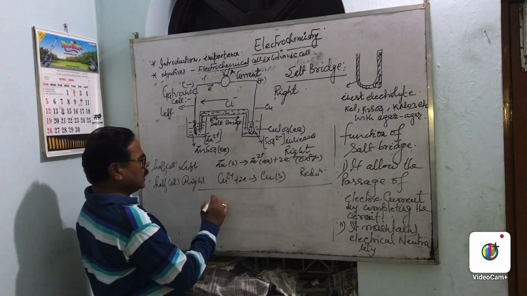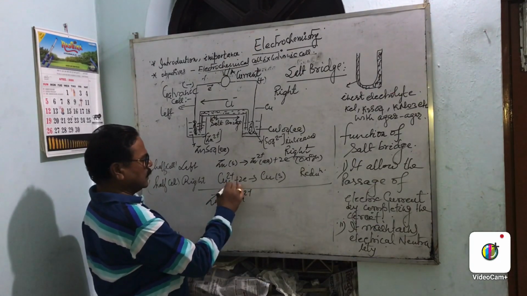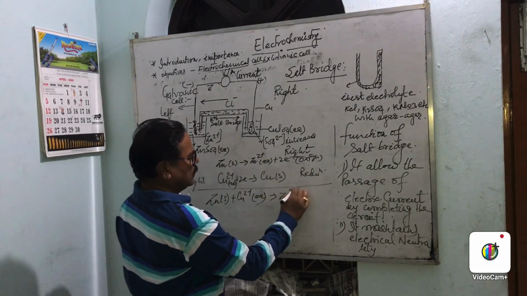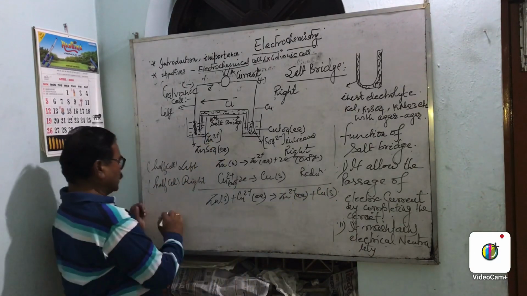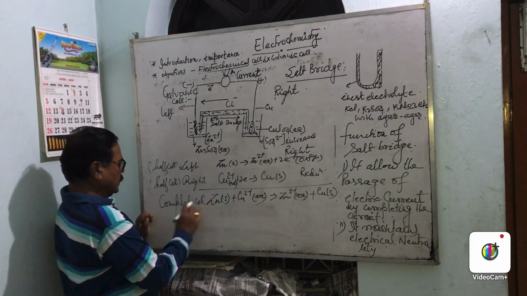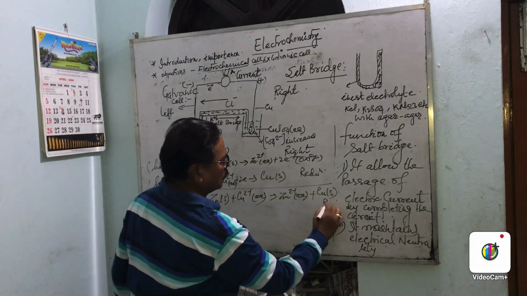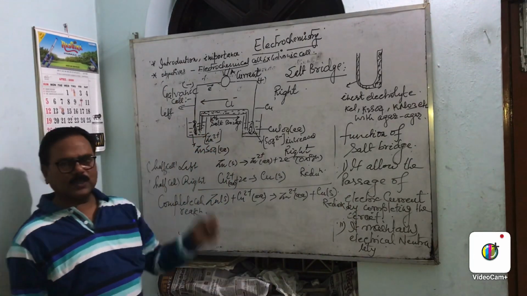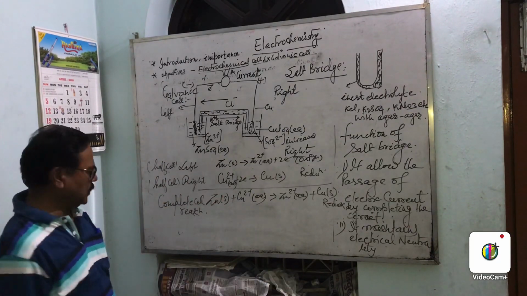So if we combine these two, Zn solid and Cu2+ aqueous, here is the aqueous sign, always write the state, and this is copper solid. So this is called a complete cell reaction. This whole reaction is called the redox reaction. Due to that redox reaction, chemical energy is converted into electrical energy.